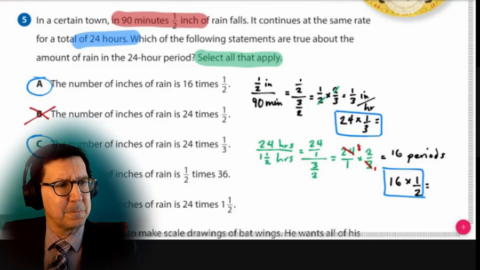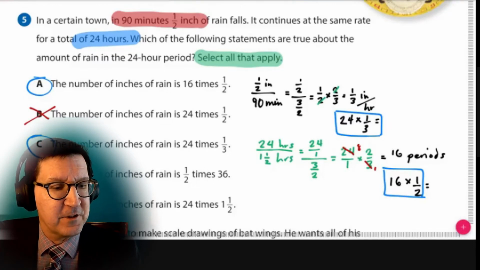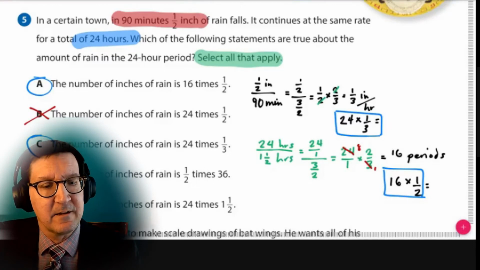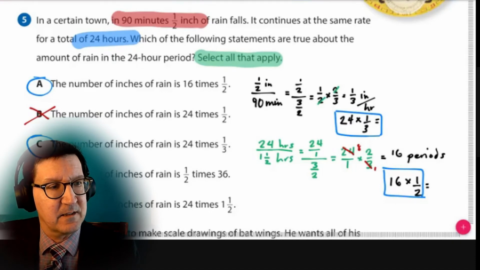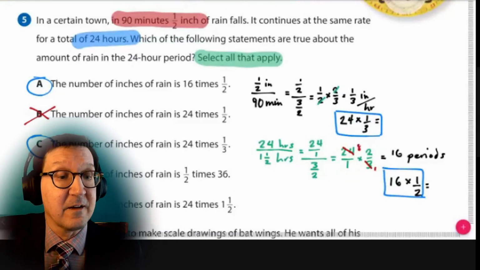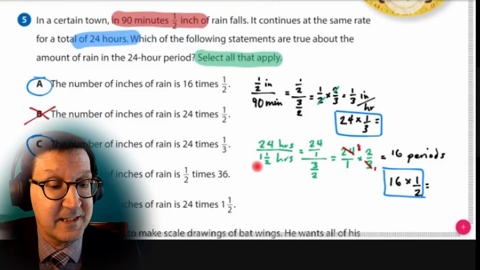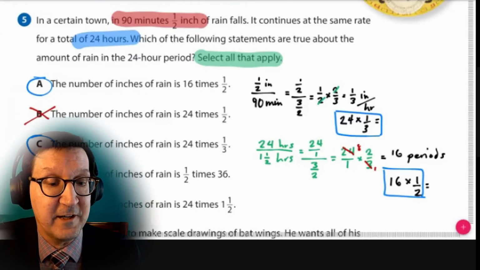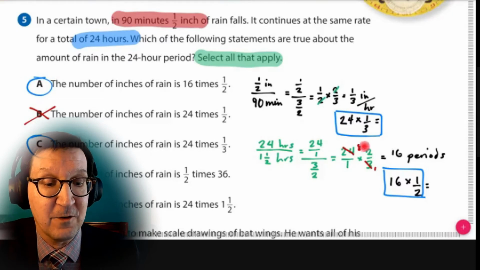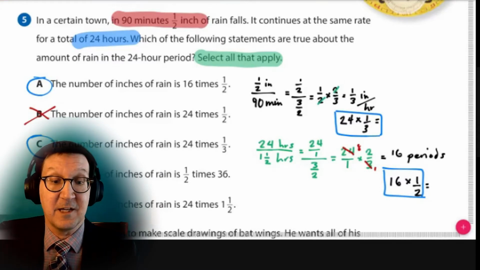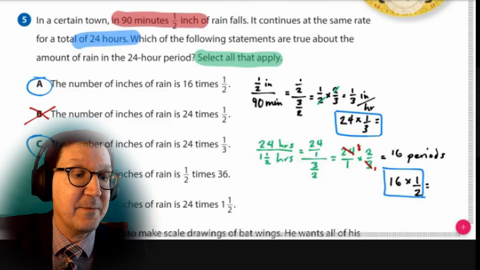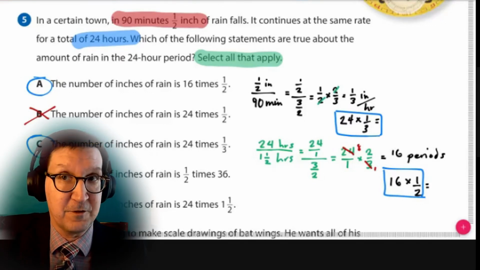How about D? The number of inches is 1/2 times 36. Well, how did we get the 36? Do you see how you get the 36? Instead of dividing 24 hours by 1.5, if you multiply 24 hours by 1.5, in other words, if you forget to flip the reciprocal and multiply straight across, you'll get 36. So it's not 1/2 times 36. Can't be that. That's what happens if you forget to multiply by the reciprocal.